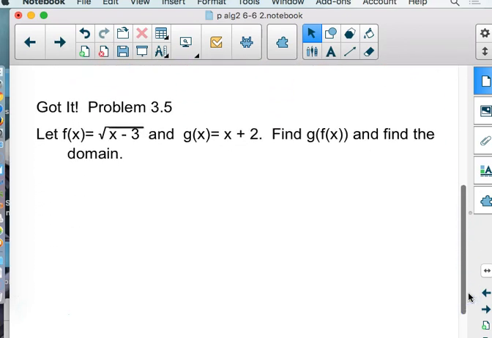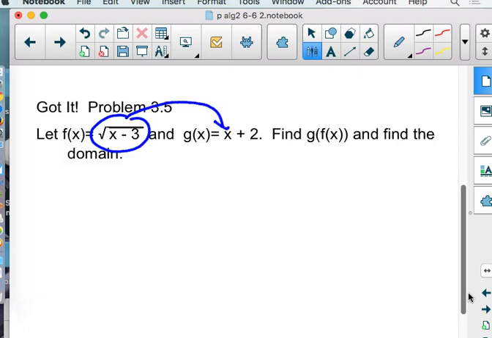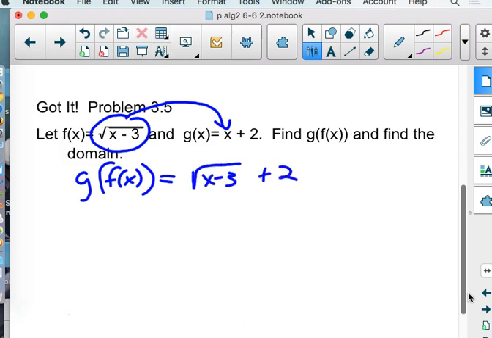This looks a little tougher. Let f of x equal the square root of x minus 3 and g of x equal x plus 2. Find g of f of x and find the domain. Which one's going into which one? This one has to go into this one. So g of f of x means we start with f of x and we put it into g of x. Square root of x minus 3 plus 2.